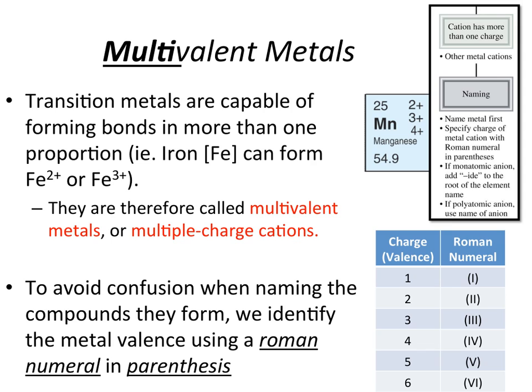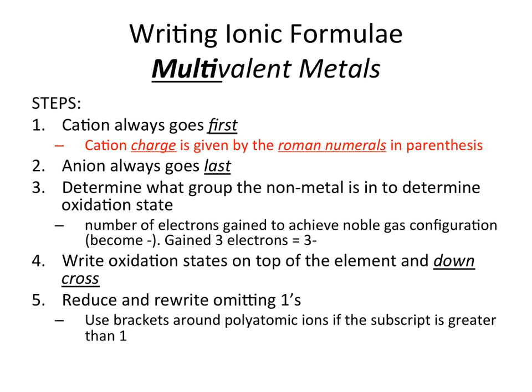Again, we name the metal as is. We change the ending of the second name to "ide," but we have to figure out what charge it has and use that appropriate Roman numeral to show its charge. So when we're writing our formulas, the charge of the metal is always given by the Roman numerals in parentheses. This is actually easier than what we had before. Before, with regular metals, we had to go to our periodic table and see what group it's in. But in this case, it's given to you right now in the Roman numerals.